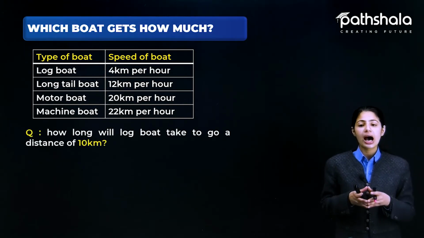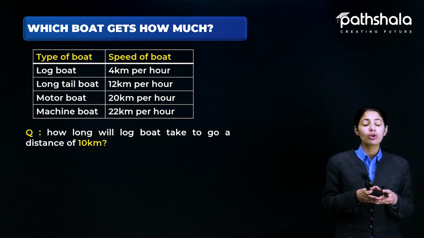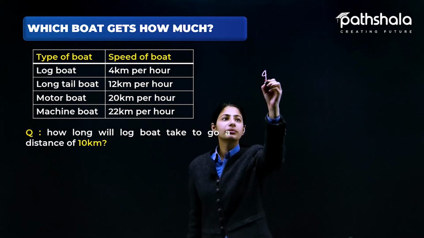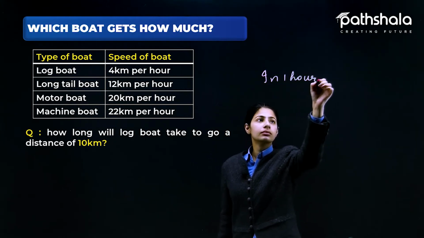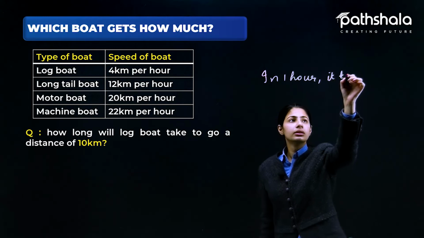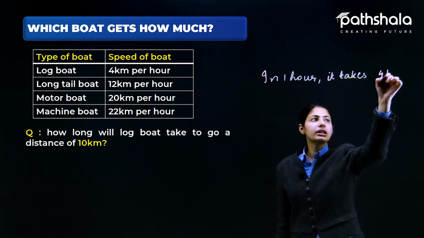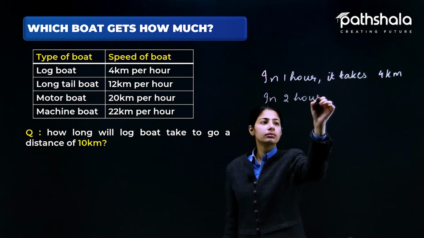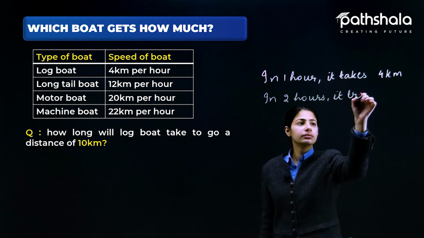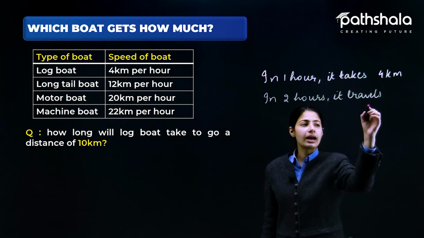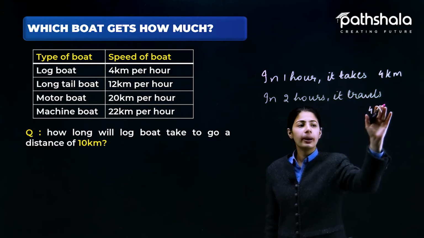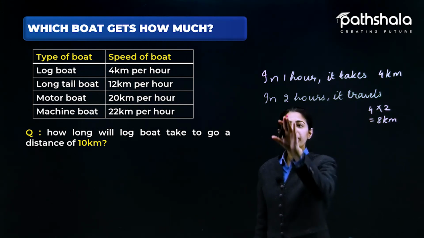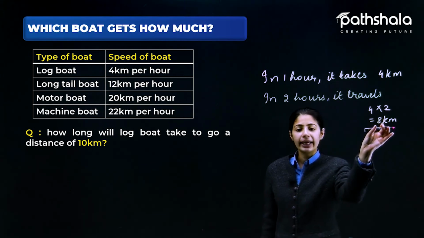So question is, how long will log boat take to go a distance of 10 kilometers? So in 1 hour, it travels 4 kilometers per hour. So in 2 hours, it will travel 4 multiplied by 2. That is 8 kilometers. So in 2 hours, it will travel 8 kilometers.